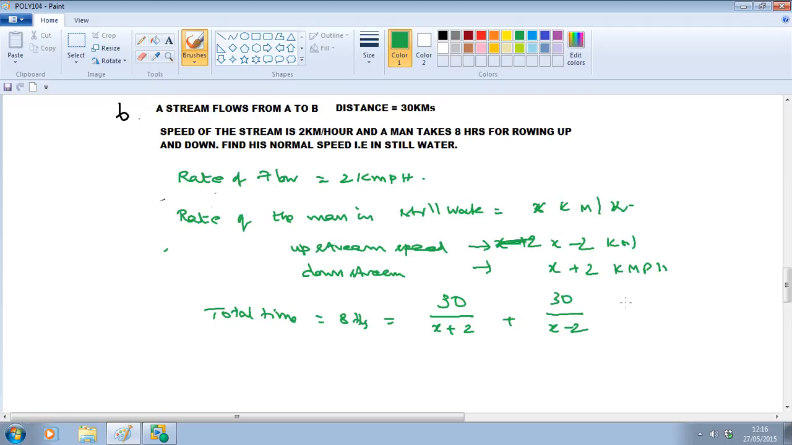So we take the common factor, 30 is the common factor, multiplied by 1 by x plus 2 plus 1 by x minus 2 is equal to 8. If you take the common denominator, x plus 2 and x minus 2, if we add both, we get 2x. 2x divided by x plus 2 multiplied by x minus 2 is equal to 8 by 30.